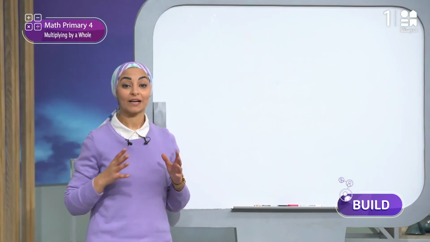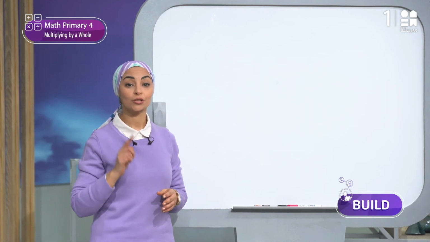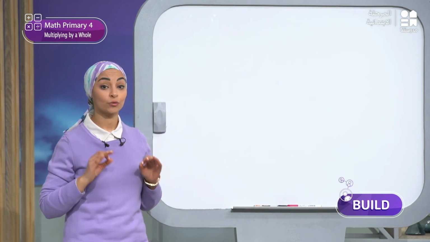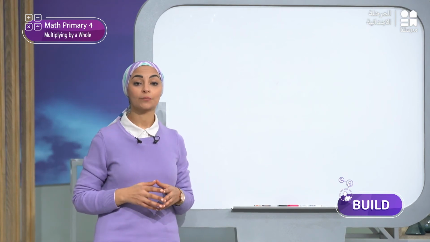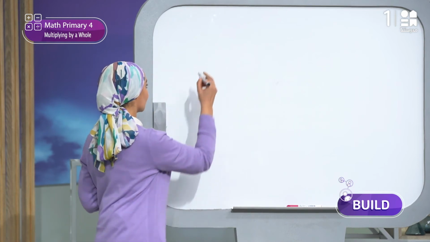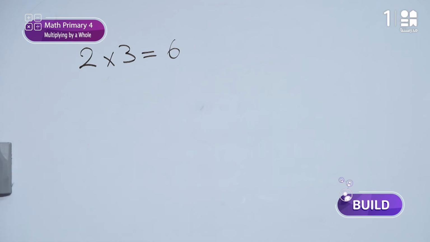Now, after we learned multiplication of fractions by whole numbers, I will show you two multiplication problems. I want you to focus very well on them. In the first problem, we want to multiply 2 by 3 to get 6. Let's write it together. So 2 times 3 equals 6.